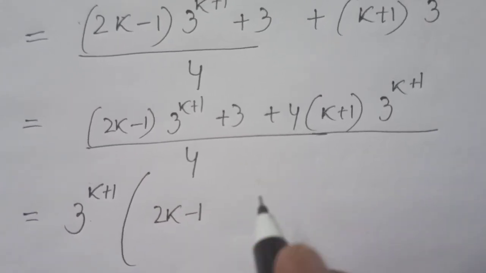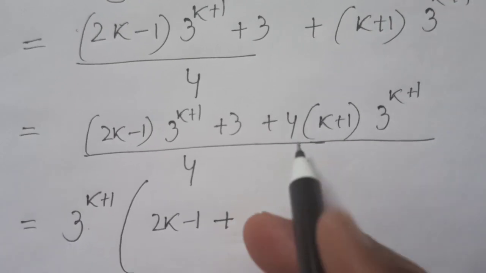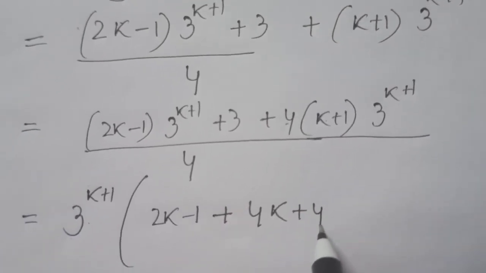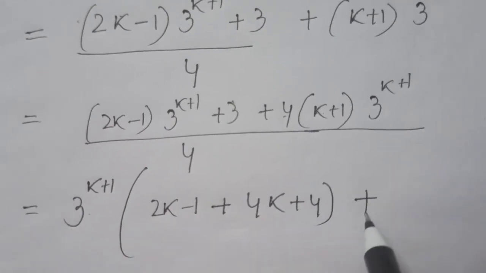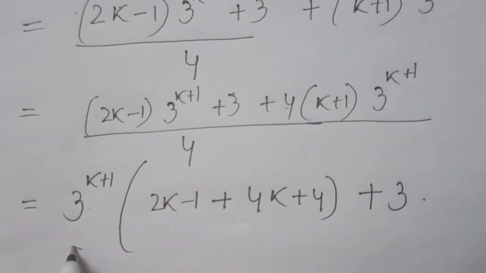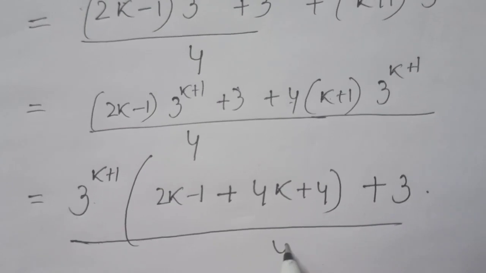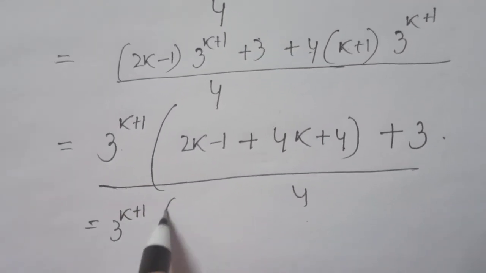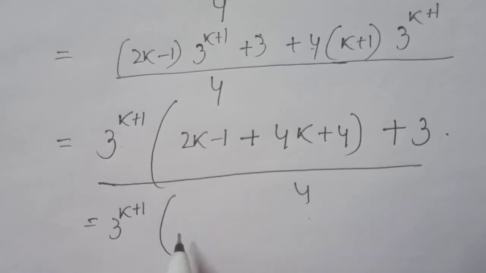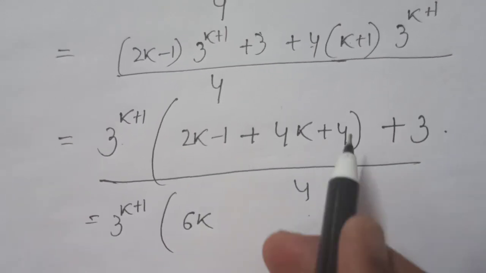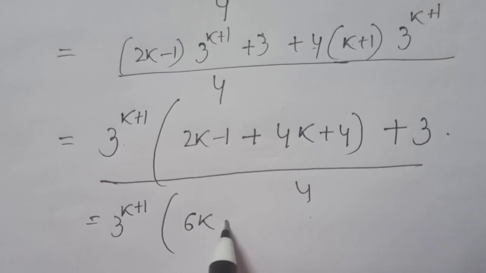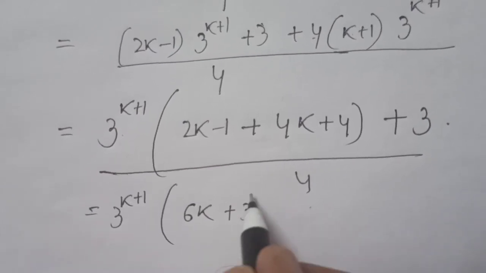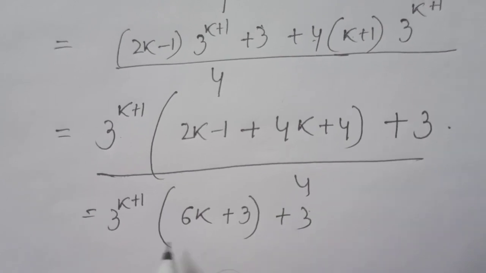plus 4 into k, 4k plus 4. This 3 we are writing last, by 4, which is equal to 3^(k+1). 2k plus 4k is 6k, and 4 minus 1 is 3, plus 3. And these 3 are as it is, you are having by 4.